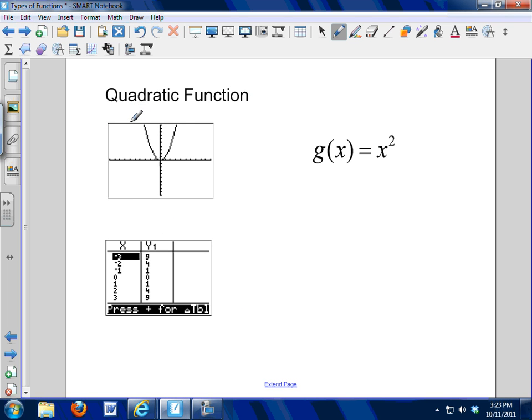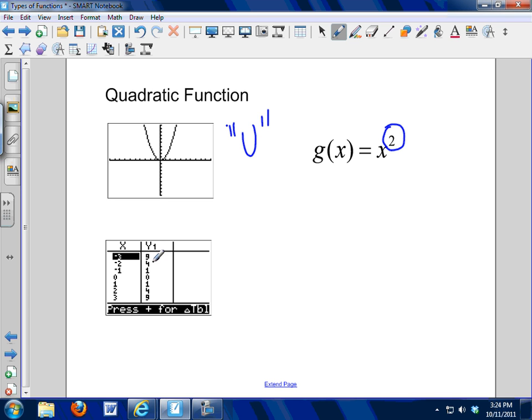Okay, graph-wise, easiest to tell. It looks like a U. It's got that U-shaped thing going on, so we know that's what makes a parabola. That's what it's called, a parabola, quadratic function. That's the thing that's going to give you away when we're looking at an equation. If it's got squared and nothing bigger than squared, it's going to be a quadratic function. That's the vertical line test.